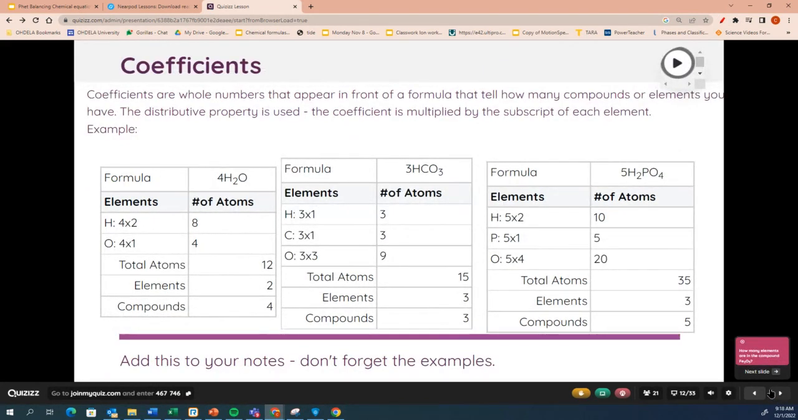Next, coefficients are the number in front. What that does is it multiplies. So we've got a compound of water, H2O, and I've got 4 of them. If I'm drawing that, I have 4 H2O molecules. And again, now I have 4 times 2. So if I think about this, 4 times 2.